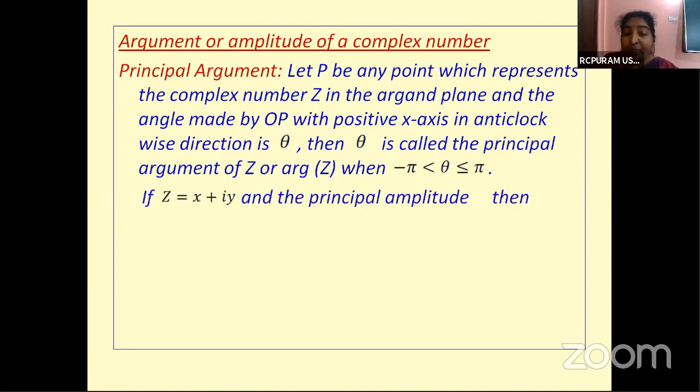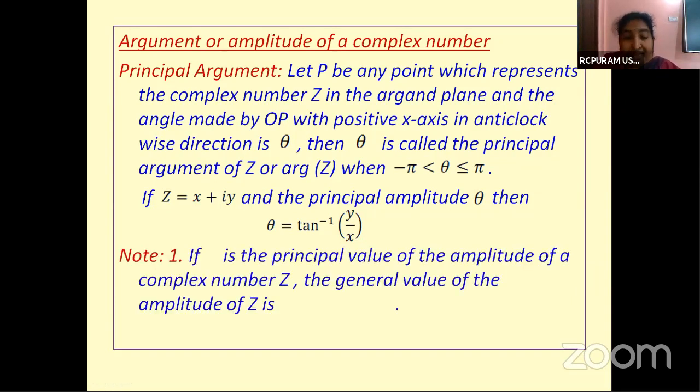Now, if z is equal to x plus iy is a complex number and the principal amplitude is theta, then theta is defined as theta is equal to tan inverse y by x. If theta is the principal value of the amplitude of a complex number z, then the general value of the amplitude of z will be given by 2k pi plus theta. If you remember your first year general solutions, children, we had principal value and general value. In the same way here, we have principal amplitude and general amplitude.